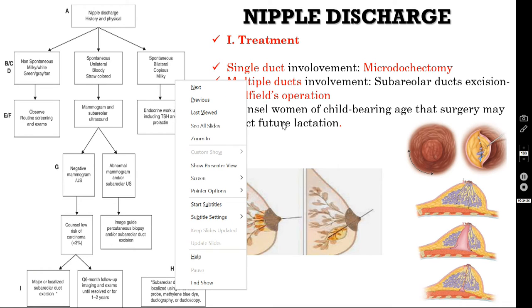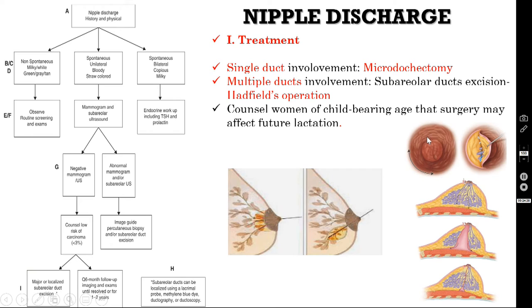Here you can see the Hadfield's operation, because this is the microdochectomy. If it is involving a single duct, you have to do microdochectomy. This is what I am showing you. You have to cannulate that particular duct from which the discharge is coming, through a needle, and then you have to make a tennis racket incision like this. You have to excise the whole duct along with the surrounding tissue. You have to remove it. This is what is called microdochectomy.